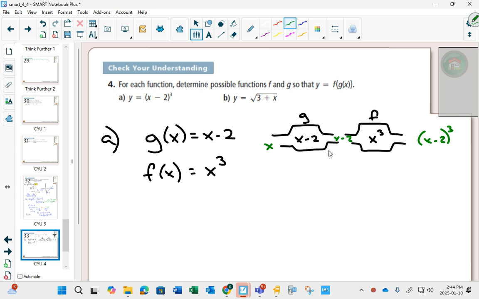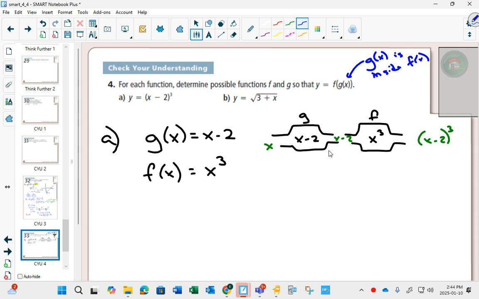So the idea of the composition of functions is sort of like thinking g of x is inside f of x. One function is inside of another function.